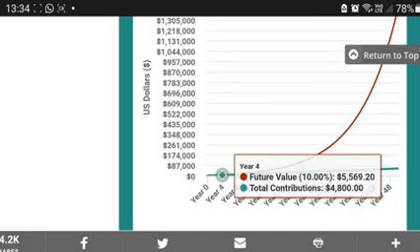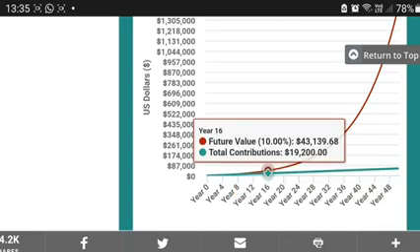If I click on year 4, you'll see that your total contributions are 4,800 Rand. Remember, you're contributing 1,200 Rand per year, so 1,200 times 4 is 4,800. But the balance of your investments, because they are earning interest, is 5,569 Rand.